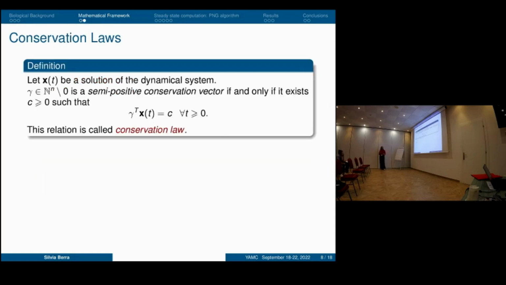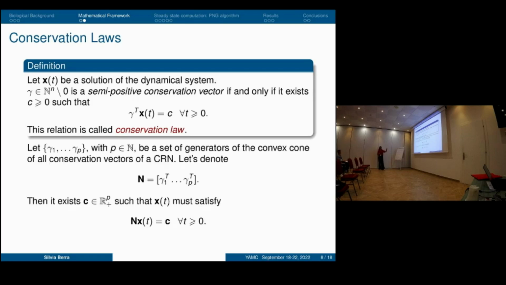Okay, we have to consider that the function x of t must not only satisfy the system we have just seen, but also some laws that are called conservation laws, and that are made like this. So we have the vector gamma. It's a linear combination of the components of the vector x that must be equal to a specific constant at all times. And so we can create this way a matrix N that has as columns these vectors of coefficients, and say that the conservation laws that the vector must satisfy are this one.